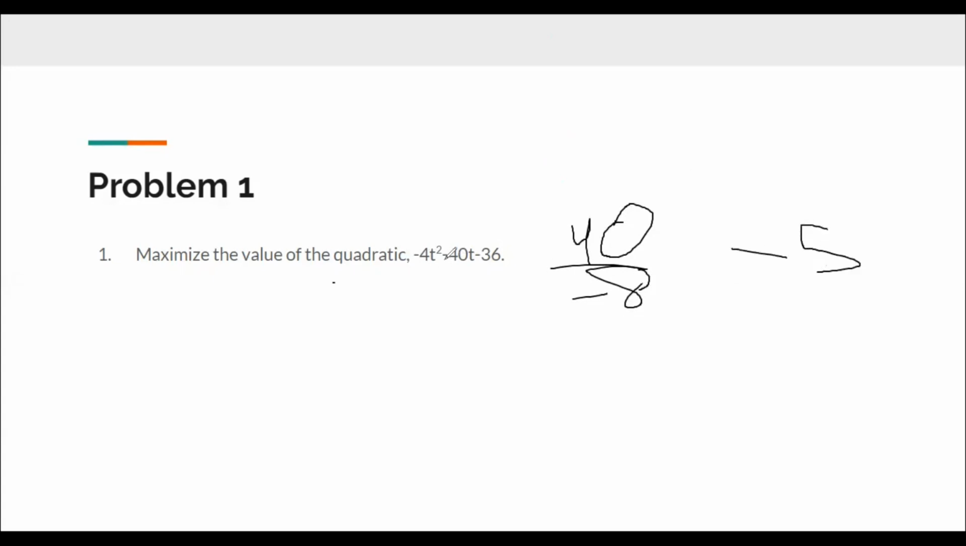So the maximum value of this quadratic will be at t equal to negative 5, and that maximum value is going to be negative 4 times 25, so negative 100, plus 200, minus 36, and that's just going to be 64. So our maximum value is 64, and that occurs at t equal to negative 5.